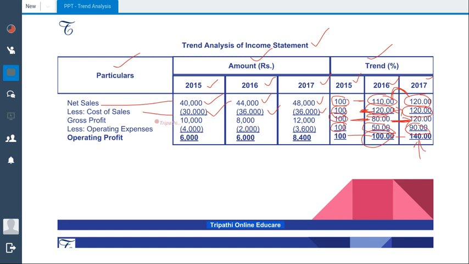Right? So this is how we analyze the income statement of any company. I hope you have understood how to do the trend analysis of any company.